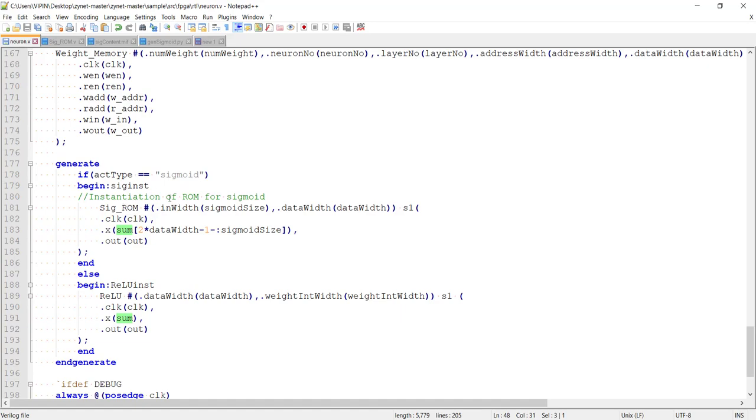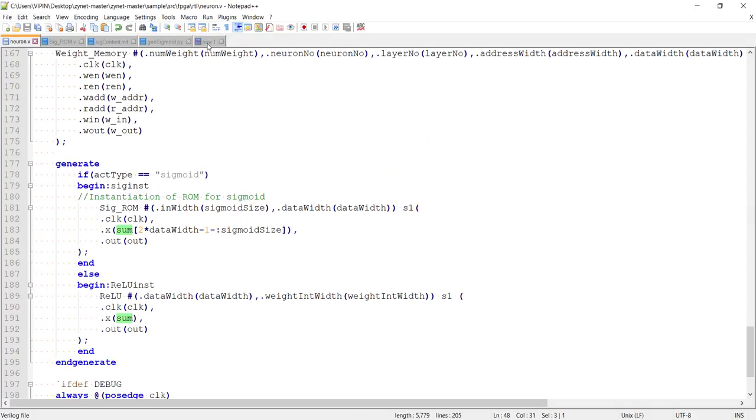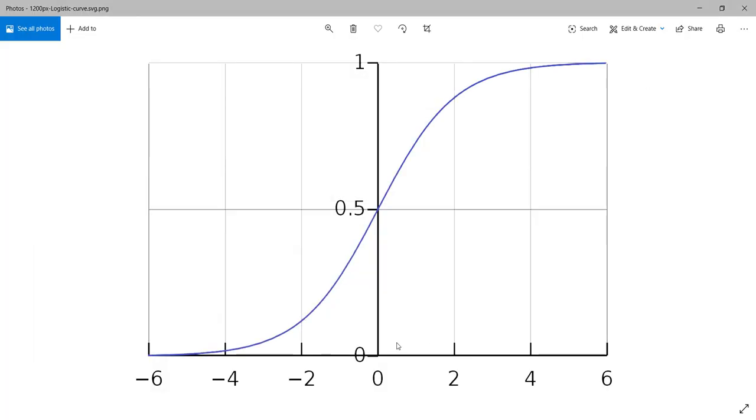Now, if I'm using sigmoid, ideally, this is how the sigmoid function looks like. This is where your input is on the x-axis and the y-axis is the output of the activation function. And it varies between 0 and plus 1. So ideally, what we should do is this sum should be directly fed. The result of multiply accumulation plus bias should be directly given to the activation function unit, and it should give us the output. That's how it will be happening in software.